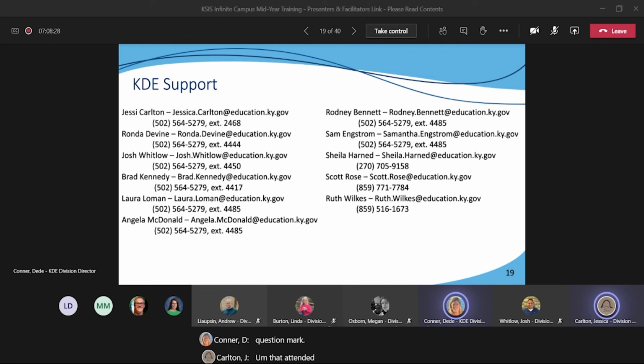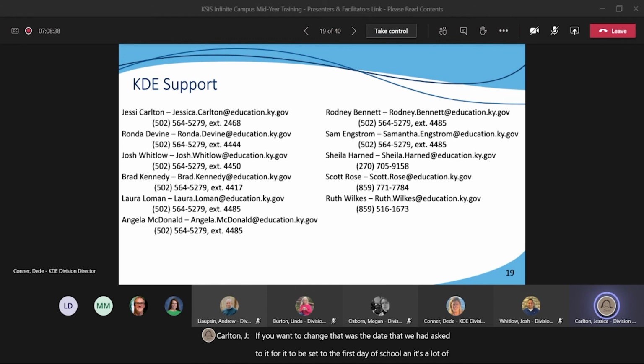That attendance posting start date, if you want to change it, that was the date that we had asked for it to be set to the first day of school. And it's a lot of data now that's being written every time it runs. So yes, if you're happy with everything that has happened in the first semester and you would like to move that out to 1/1 or any other time, or if you'd like to let it go a month and then get everything where you want it and then change it, that's fine. I want to caution, make sure you 100% know what you're doing there.